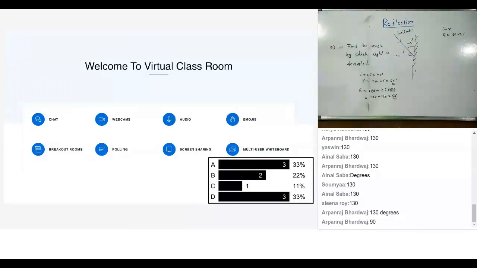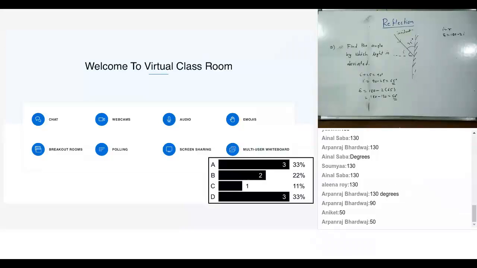Arpan, 90? No, it's not 90. Let me check who got it right. Anurag got it right. Okay. Anyone else? Yeah, only Anurag got it right. Good, Anurag. Others? Aniket 50. Okay.